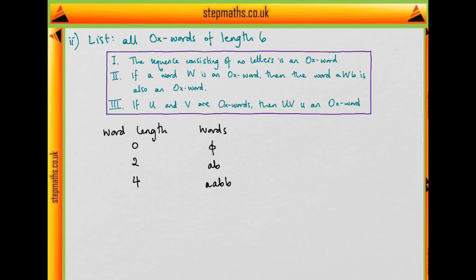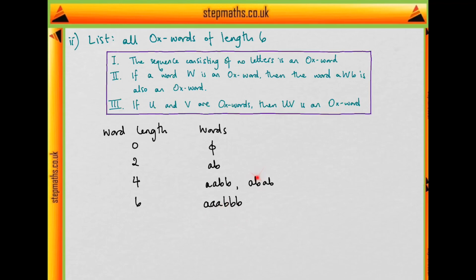If I use rule 2 on this word, then I get AABB. And if I use rule 3 on 2 of these words of length 2, then I'm going to get ABAB. Now for words of length 6. Either I can use rule 2 3 times, which would be the same as starting from this word and using rule 2 twice, and that will give me the word AAABBB.